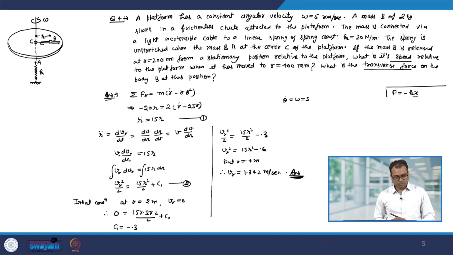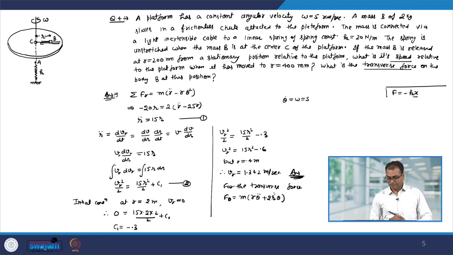Now, let us look at the force. For the transverse force, because we have been asked to find out the transverse force, we know that F theta is equal to m times r theta double dot plus 2 r dot theta dot.